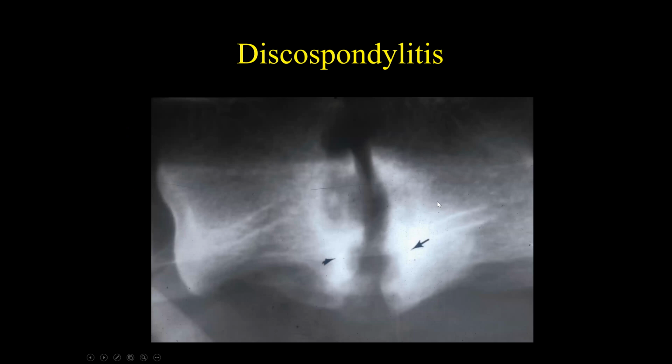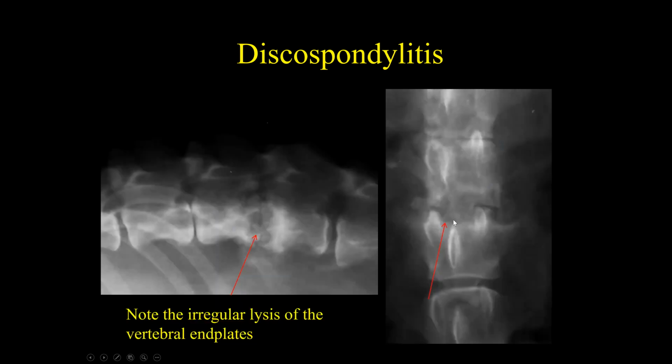Here's two adjacent vertebral bodies. He also has spondylosis, which doesn't mean a thing. But if you look, there's this area of bony lysis of this end plate, and the adjacent one right next to it also has an area of bony lysis. Here's a really bad case of severe discospondylitis.